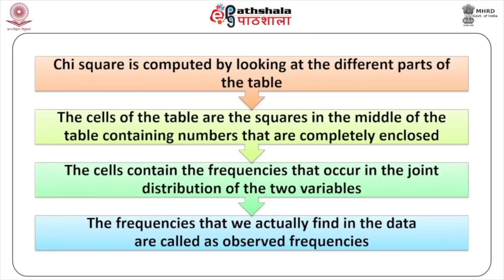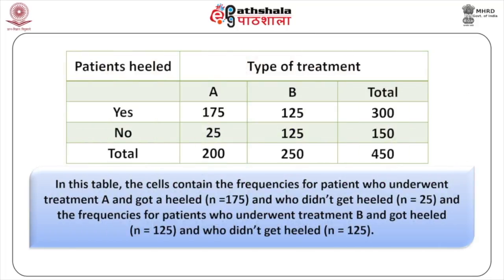Chi-square is computed by looking at the different parts of the table. The cells of the table are the squares in the middle of the table containing numbers that are completely enclosed. The cells contain the frequencies that occur in the joint distribution of the two variables. The frequencies that we actually find in the data are called the observed frequencies. In this table, the cells contain the frequencies for patients who underwent treatment A and got healed, that is n equals 175, and who didn't get healed is n equals 25.